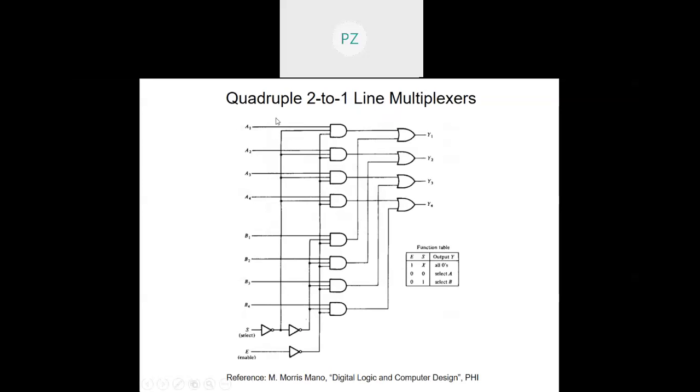But before that, this is a very useful circuit, quadruple 2 to 1 line multiplexer. It means there are four different 2 to 1 line multiplexers in the same circuit. And how does it work? With the enable line also. When the enable line is 1, regardless of the select lines, you get all zeros. Why? Because when this is 1, this is 0. So this is giving 0 to all the AND gates. So correspondingly, they will give a 0 at their outputs.